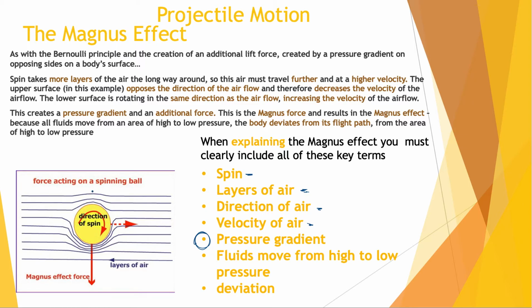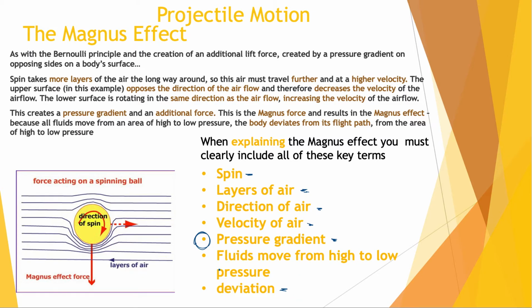And to describe a gradient, we've got to describe what's happening at both sides. So the high velocity air is underneath the ball in topspin. The low velocity air is over the top of the ball in topspin. Low velocity air causes high pressure. High velocity air causes low pressure underneath the ball, and low velocity air causes high pressure over the top of the ball, and that creates a pressure gradient. Because fluids move from high pressure to low pressure, this causes the projectile to deviate. In this case, it's going to cause the ball to dip in the air and travel a shorter horizontal distance.